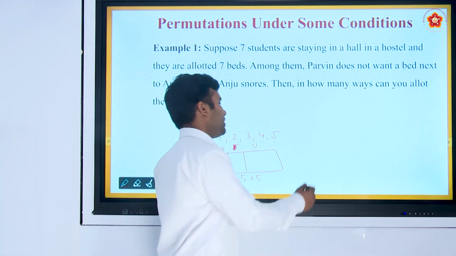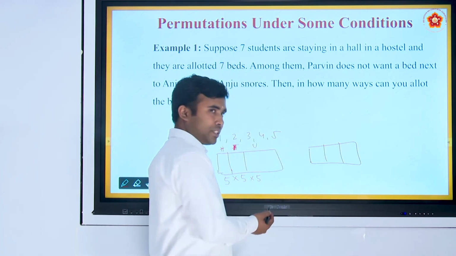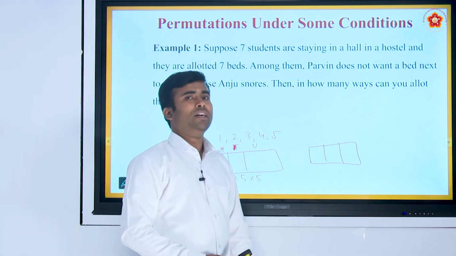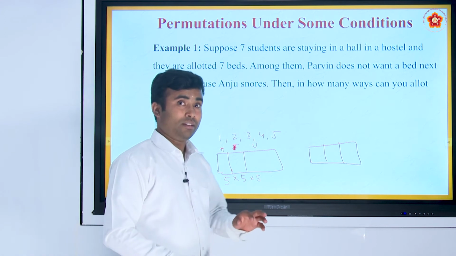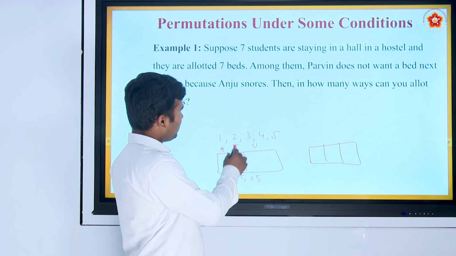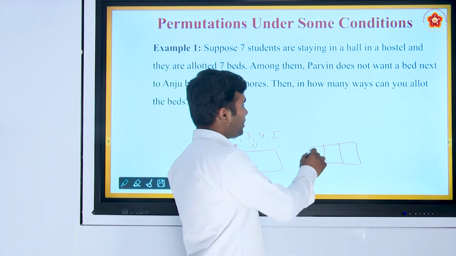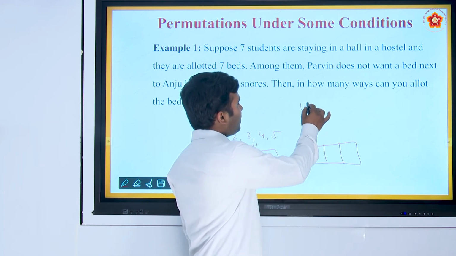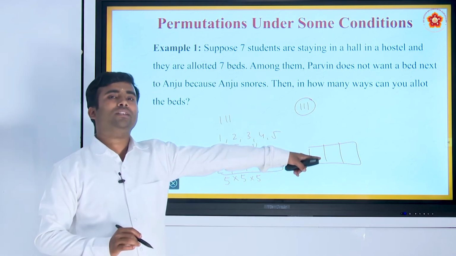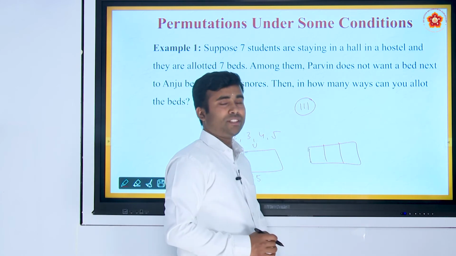And suppose the digits are not repeated. Same question, but here the condition is that digits should not be repeated. I mean, you can't repeat the digits. In the previous case repetition was allowed, that is you can have 1, 1, 1, and here repetition should not be there. So 1, 1, 1 is not possible, because the digits should not be repeated. So then how can you find the number of 3-digit numbers?